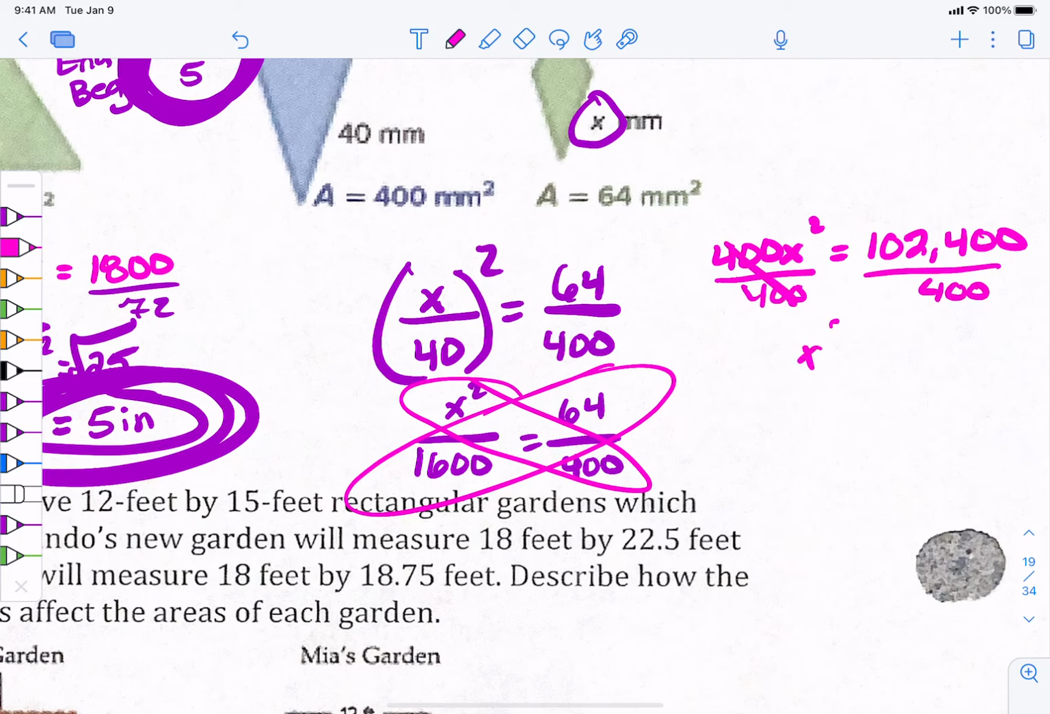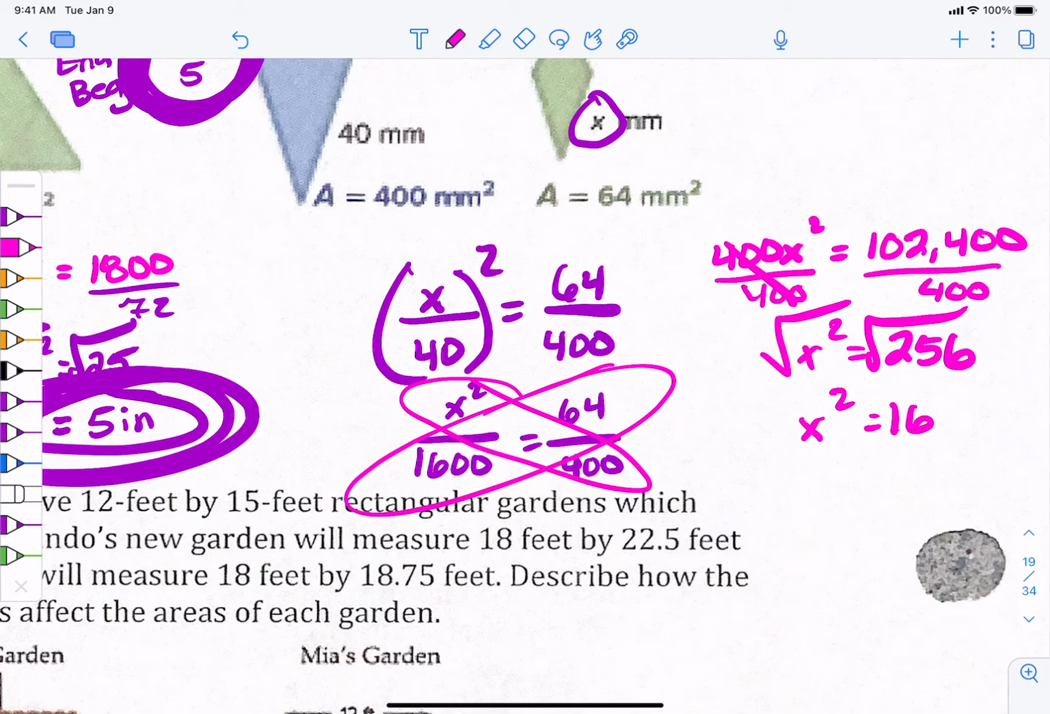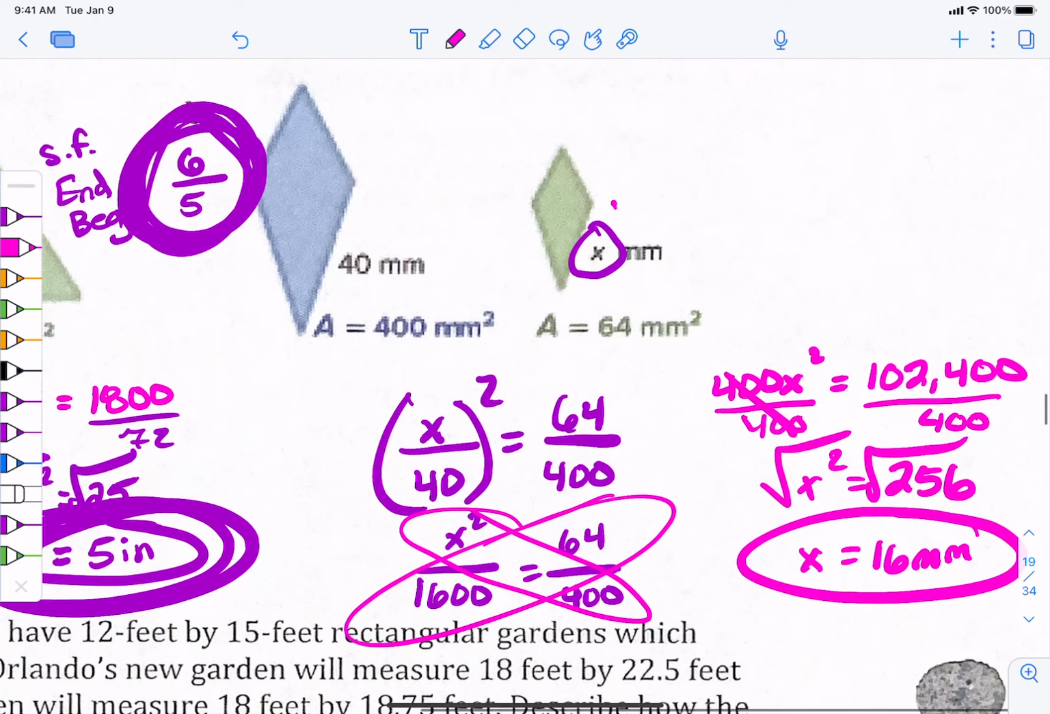X squared equals 102,400 divided by 400, which is 256. That's a nice one. The square root? 16. X equals 16 millimeters. So this side is 16.